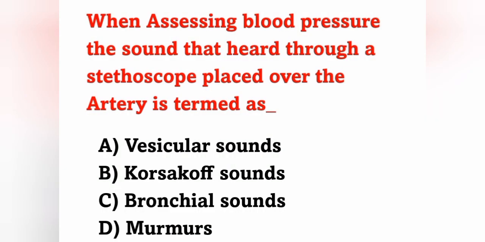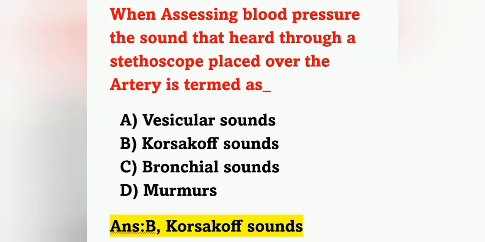And the next question, when assessing blood pressure, the sound heard through a stethoscope placed over the artery is termed as? Option A vesicular sounds, option B Korotkoff sounds, option C bronchial sounds, option D murmurs. The correct answer is option B, Korotkoff sound. While assessing blood pressure, the sound heard through a stethoscope over the artery is known as Korotkoff sound. Option B is the correct answer.